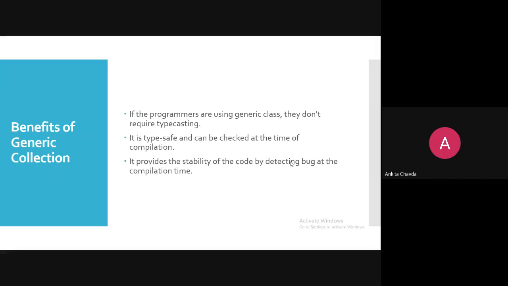So at runtime you won't face any kind of errors, right? At runtime you won't get any errors. Instead, whatever errors you get are at compilation time only, right? So that is known as stability of code.